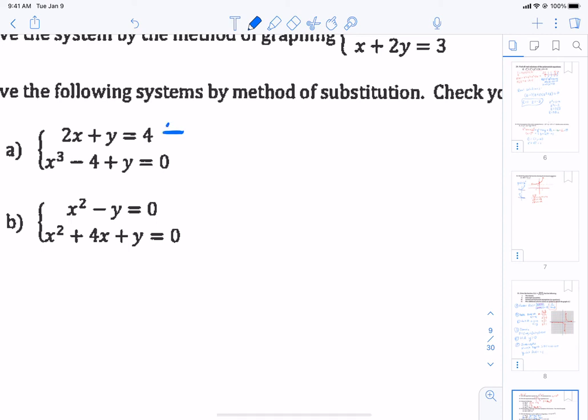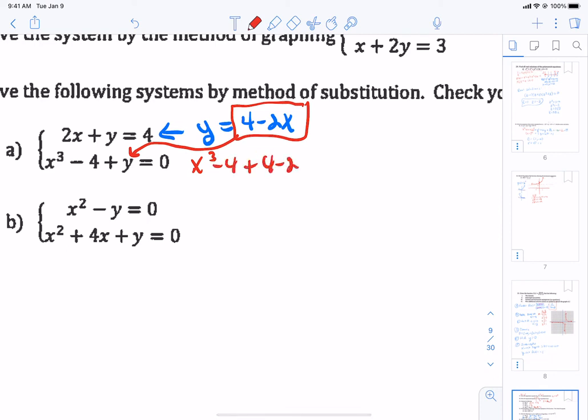I'm going to take this equation and rearrange it so I know that y equals 4 minus 2x, so that I can substitute that into here because I've got that very simple y, so that it doesn't say y's anymore, that it says x's. So let's go ahead and put that right in that spot. And so we get x cubed minus 4 plus 4 minus 2x. That's just where the y was sitting. I put 4 minus 2x equals 0. I get x cubed minus 2x equals 0.